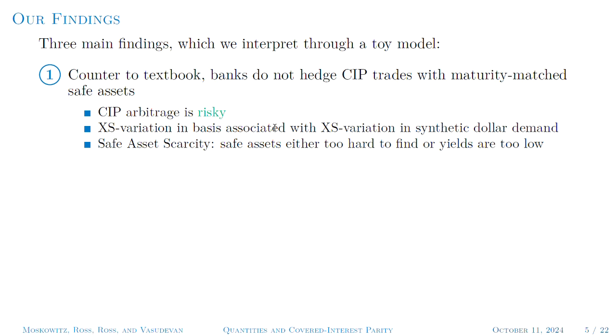We show in the paper that cross-sectional variation in the basis is associated with cross-sectional variation in synthetic dollar demand. And we attribute this to safe asset scarcity. As I mentioned, safe assets are either maybe too hard to find, or the yields are too low for banks to want to hold them.